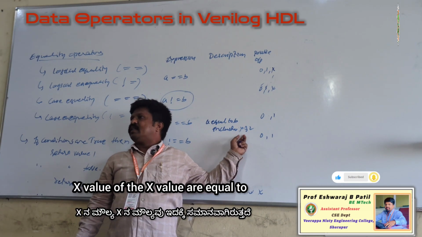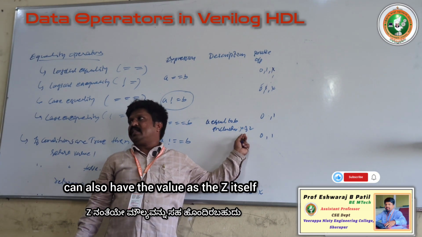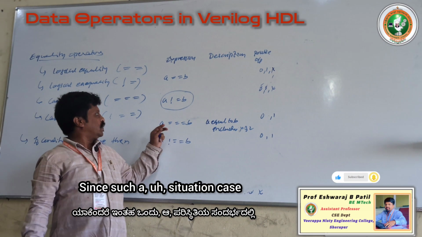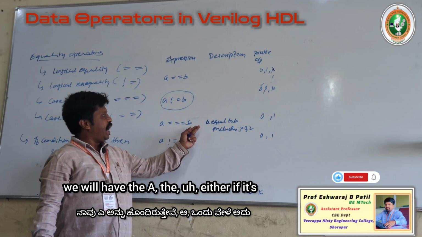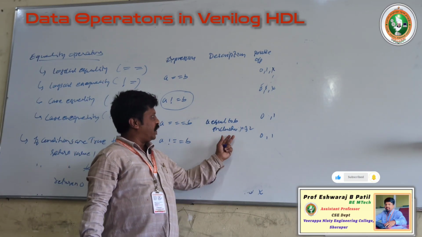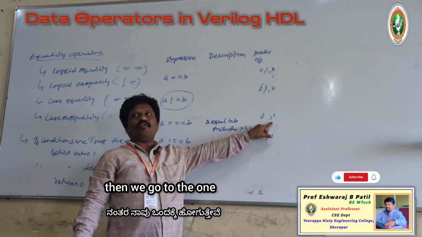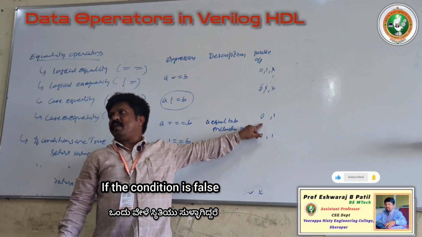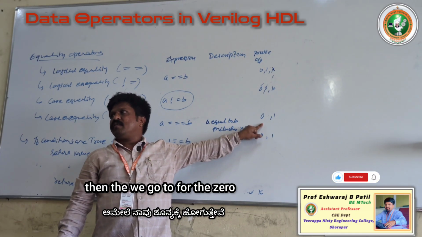The x value, and even it can also have the value as z itself. So in such a case, we will have a equal to b; if the condition is true, then we go with 1. If the condition is false, then we go with 0.